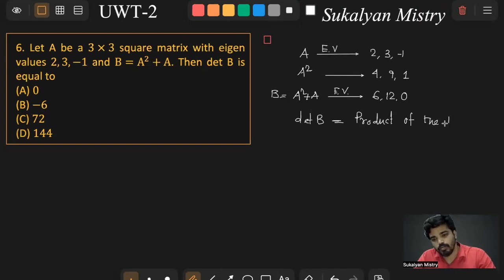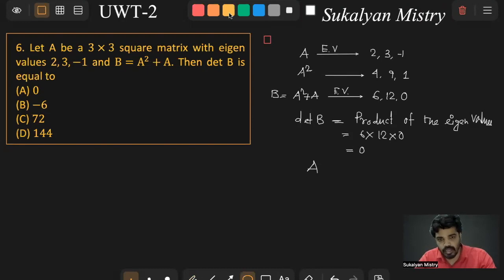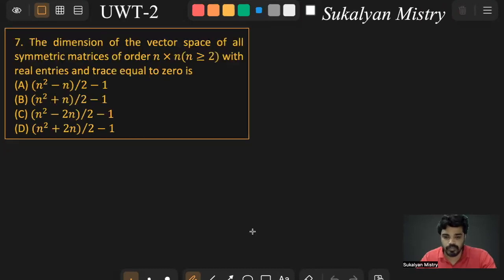Okay. Product of the eigenvalues. That is 6 into 12 into 0. That means 0. So option A is the correct answer. So same concept. Okay. So next example. It is a very, very important example.